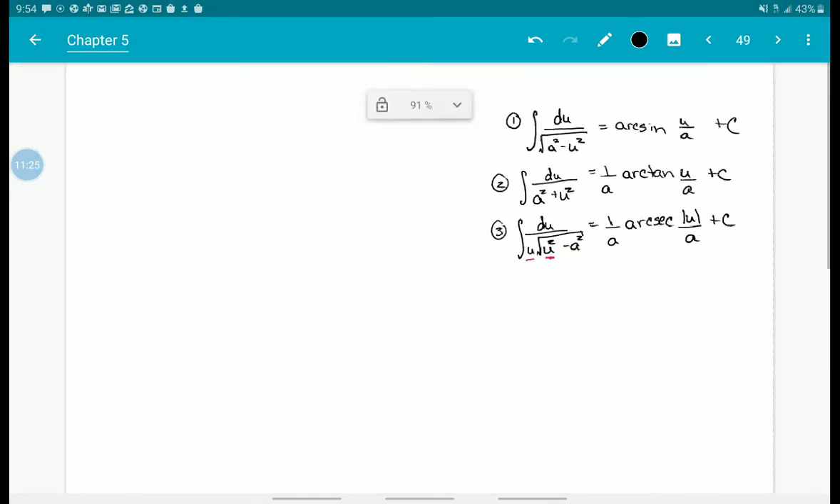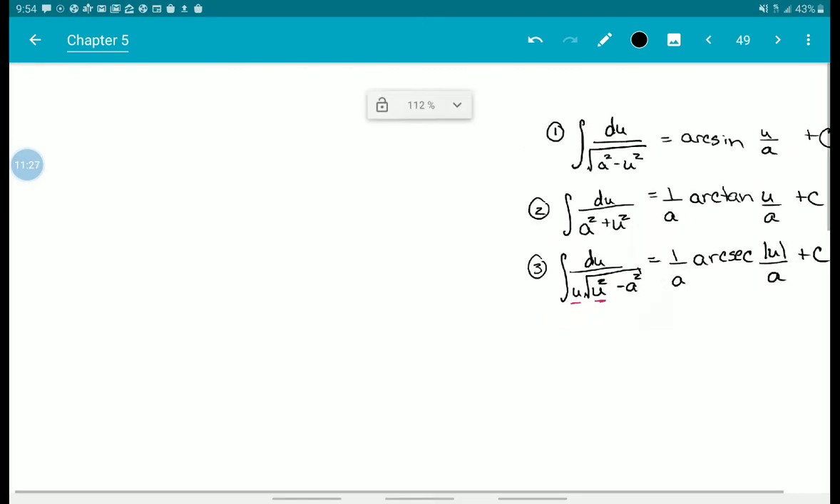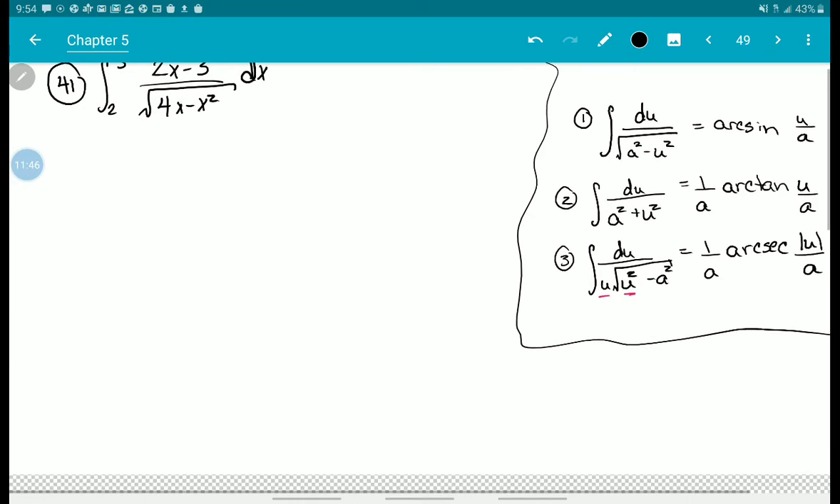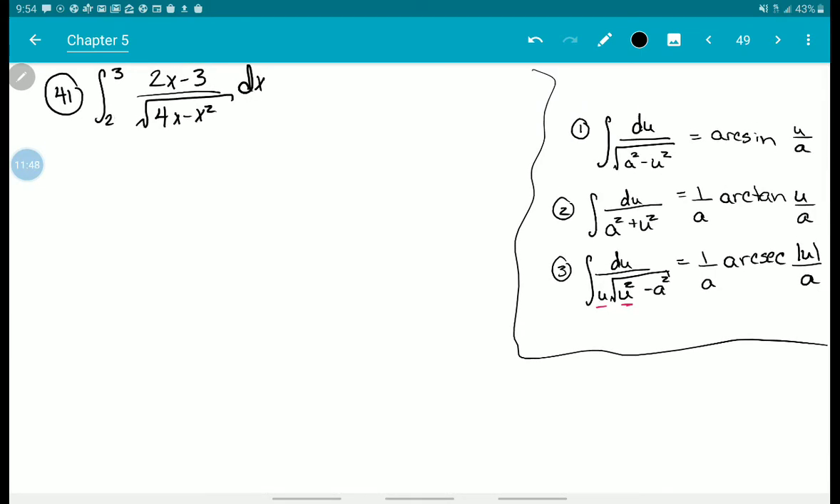And let's look at that next one. 41. We are integrating from 2 to 3 of 2x minus 3 over the square root of 4x minus x squared dx. So you always have to keep your goal in mind. We want to try to turn this into this formula, but that's going to require completing the square.